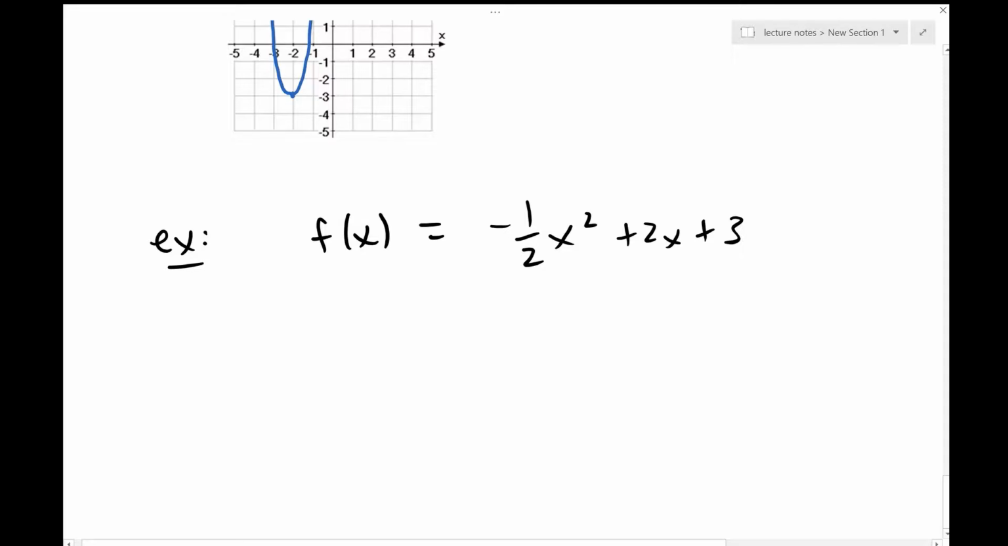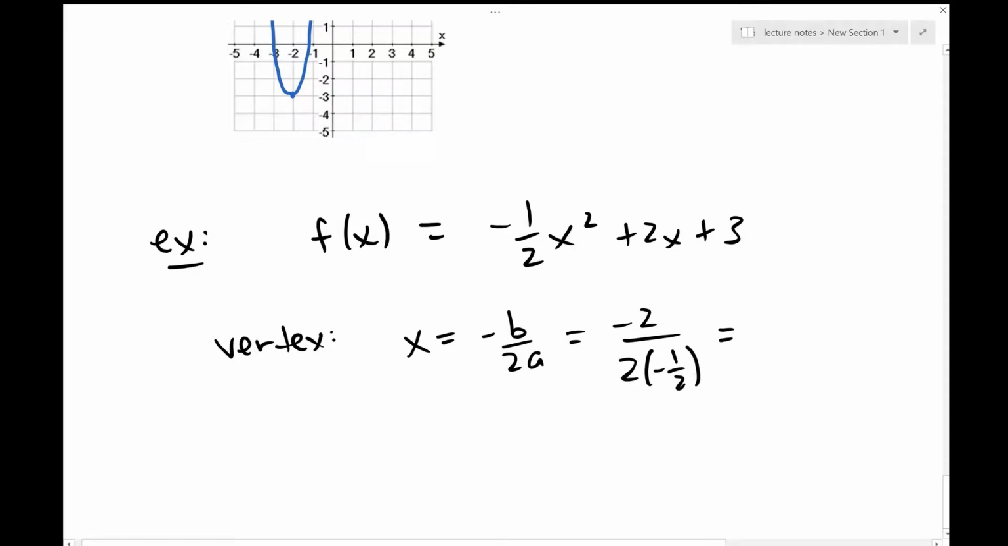Well, again, we'll graph this function, and so the first thing that we'll need to do is to find the vertex. So again, setting x equal to -b over 2a, we'll have -2 over 2 times -1. So this becomes -2 over -1, which of course is just +2.